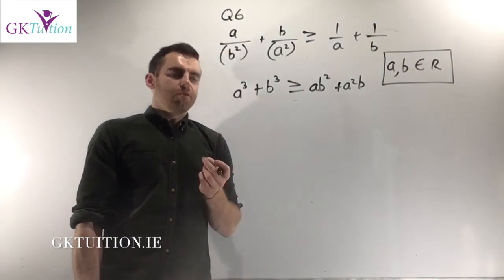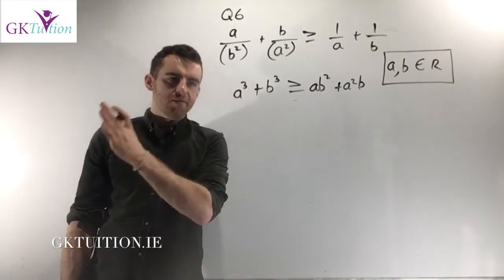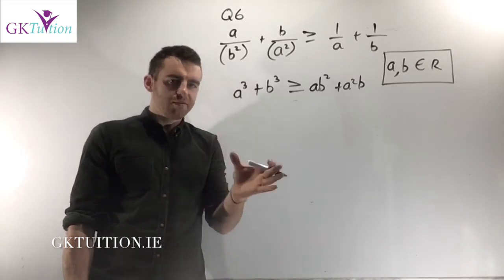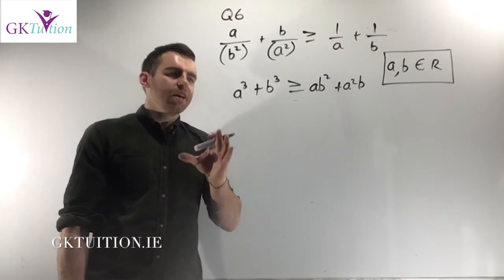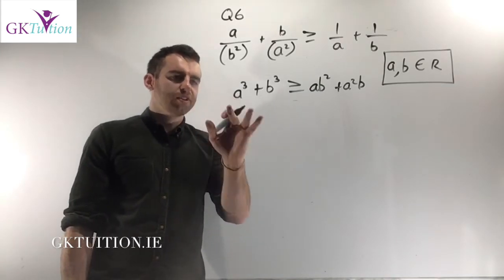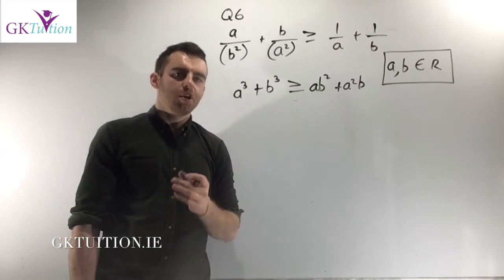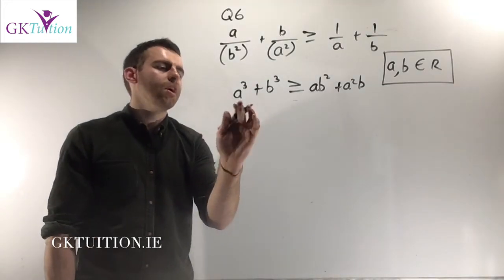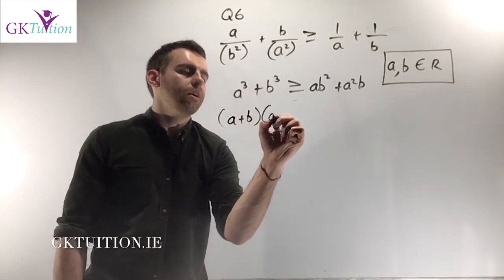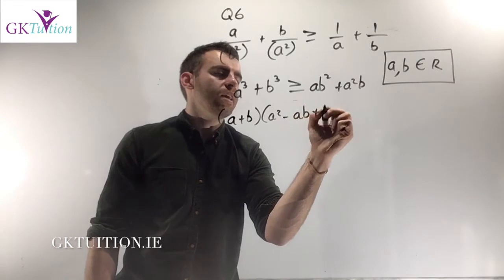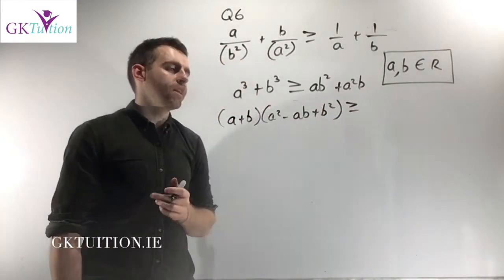Now, if you knew that this was an abstract inequality, you would know that eventually I need to bring everything to one side, in fact bring everything to one side and end up with the whole thing to be squared. However, in this case, what we should do first is factorize the left-hand side. This is the sum of two cubes. You should remember your sum of two cubes. If you factorize a cubed plus b cubed, you get a plus b times a squared minus ab plus b squared. And I could say that that's greater than or equal to the right-hand side.